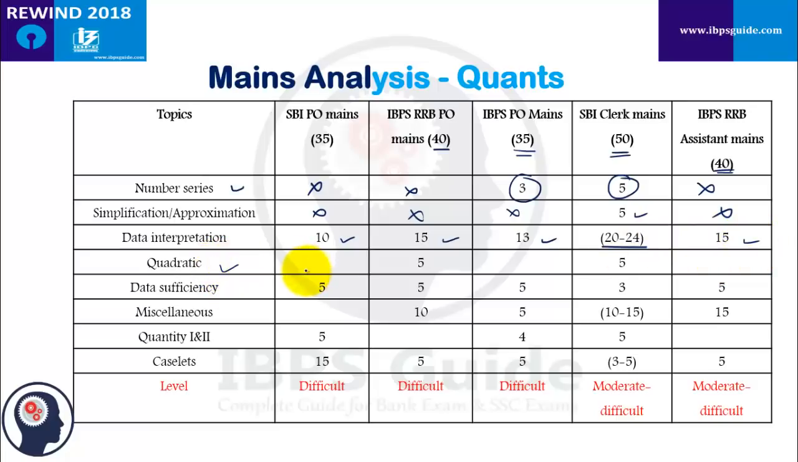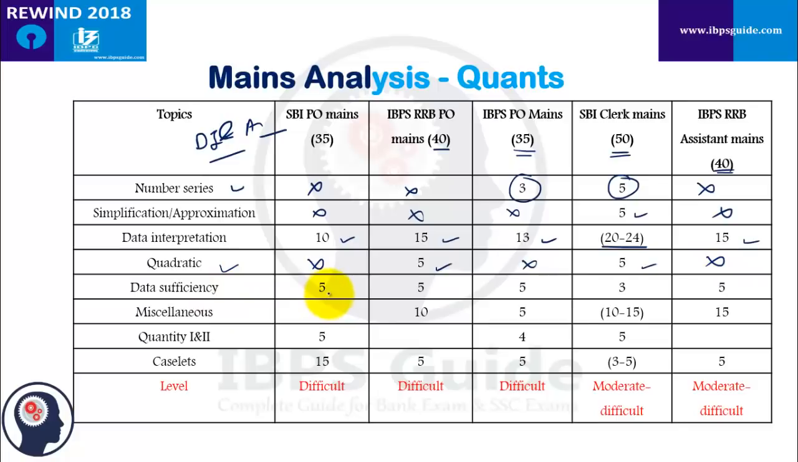So in quadratic, no question is asked in SBI PO mains. Why no question is asked? Because in SBI PO mains I already told that the quant section is renamed as data interpretation and analysis. Okay, that is why. So in quadratic, from IBPS RRB PO mains 5 questions are asked, no question is asked in IBPS PO mains. Why? Because of the same reason, data interpretation and analysis is changed. Okay, so in quadratic SBI clerk mains 5 questions are asked, no question is asked in IBPS RRB assistant.